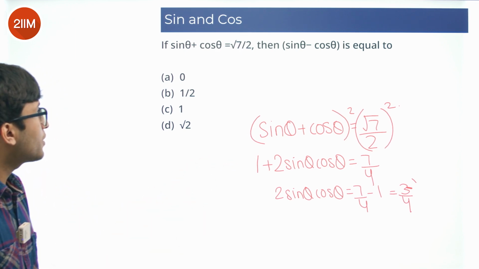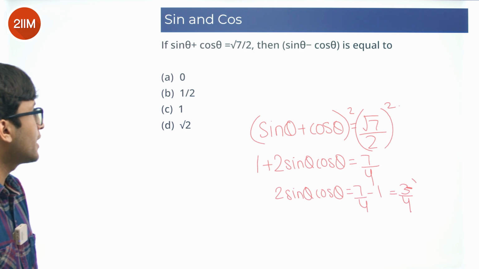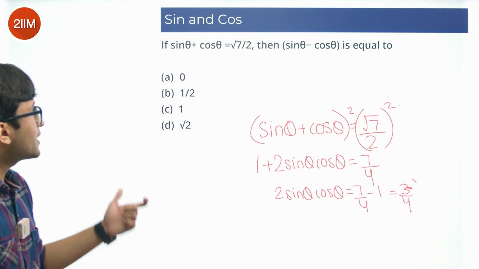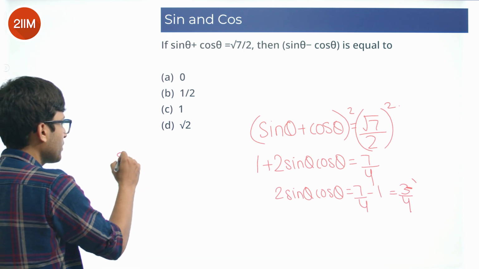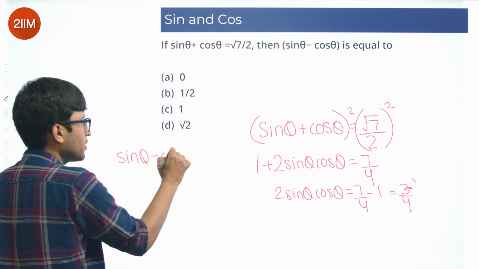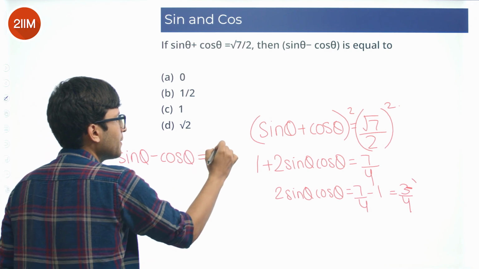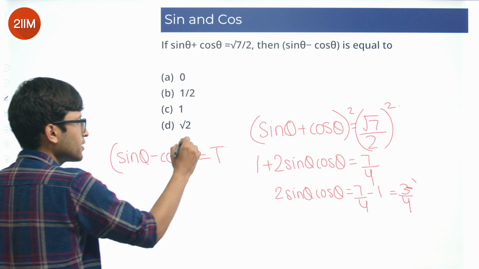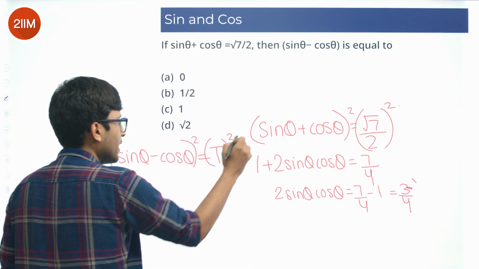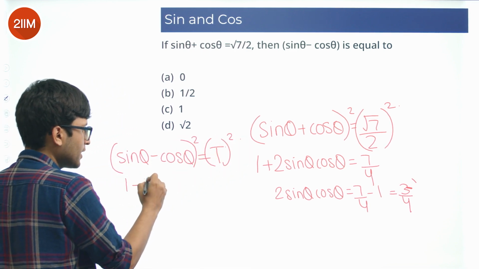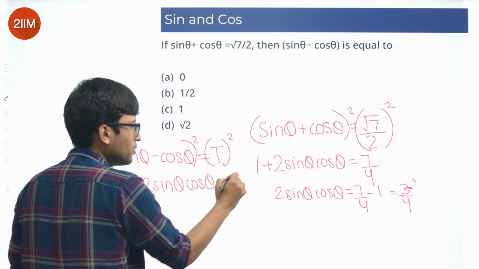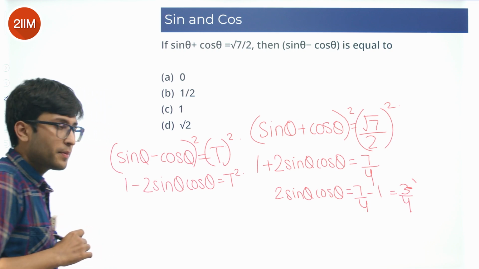What I need to find out is the value of sine theta minus cos theta. Let's call sine theta minus cos theta as t. This is what I need to find out. So I can square on both the sides here as well. I would be getting 1 minus 2 sine theta cos theta as equal to t square. This is what I would be getting.